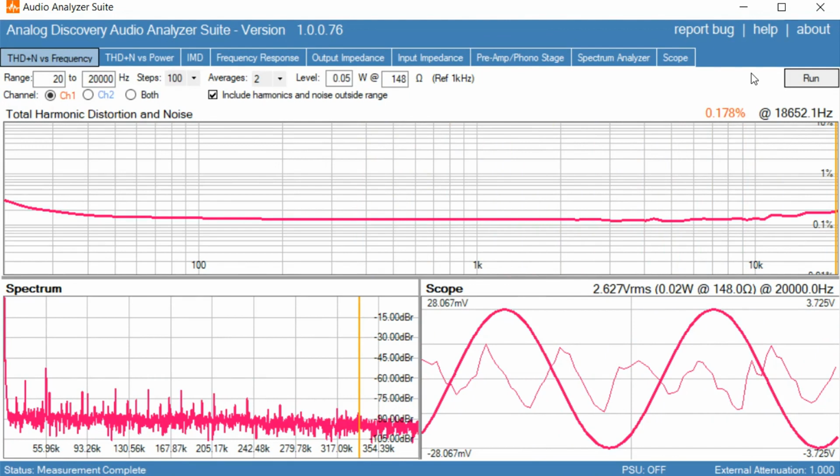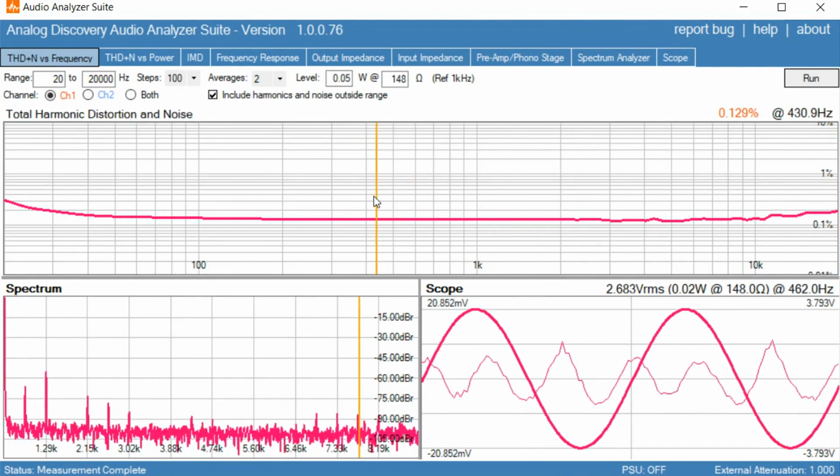So now we're starting to see a rise in distortion. Here is 0.13% at 50 milliwatt into 148 ohm. Of course, 50 milliwatt is quite a lot for a headphone. Most headphones probably do not require more than 5-10 milliwatt to play quite loud. Anyway, let's try it with 60 ohm.